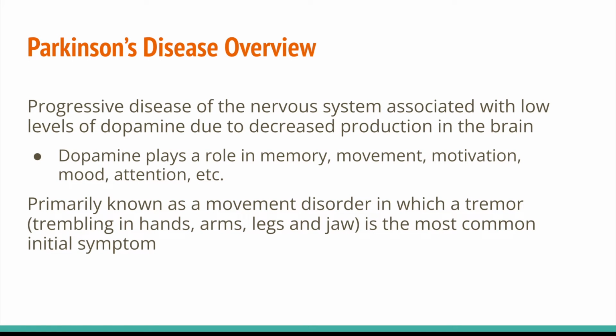To begin the presentation, I'd like to discuss a Parkinson's disease overview. Parkinson's disease is a progressive disease of the nervous system associated with low levels of dopamine due to decreased production in the brain. Dopamine plays a role in memory, movement, motivation, mood, attention, and more. It is primarily known as a movement disorder in which a tremor, which is trembling in the hands, arms, legs, or the jaw, is the most common initial symptom.